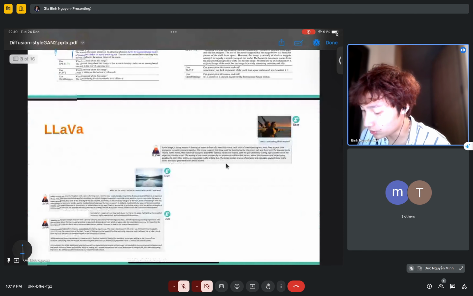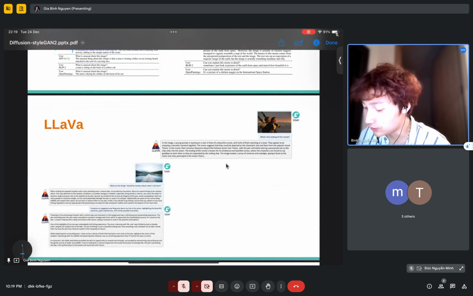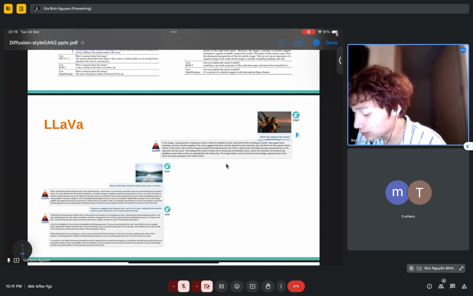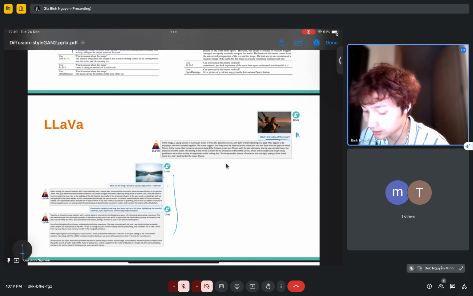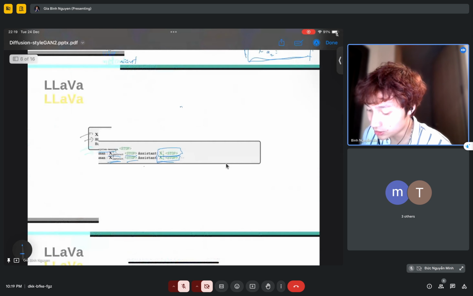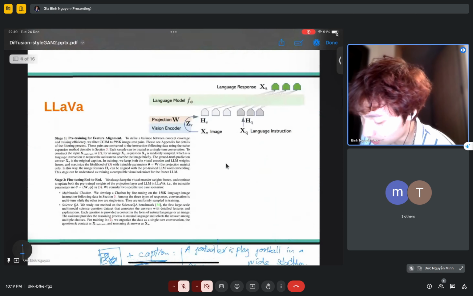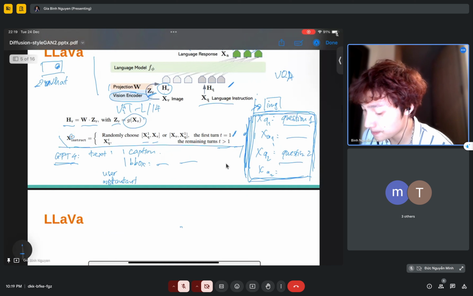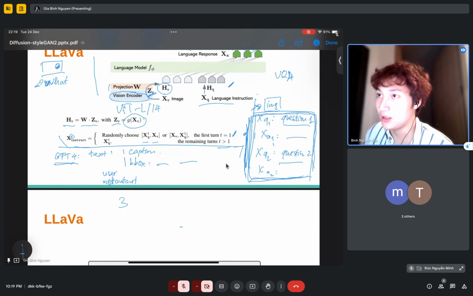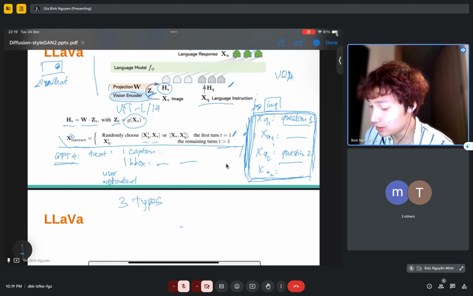Here's an example of something that needs reasoning. So it's just one turn, but it's also multi-turn, something like that. Sorry about my mistake. Actually, the dataset here is not only about multi-turn. There are three types of data in this dataset.